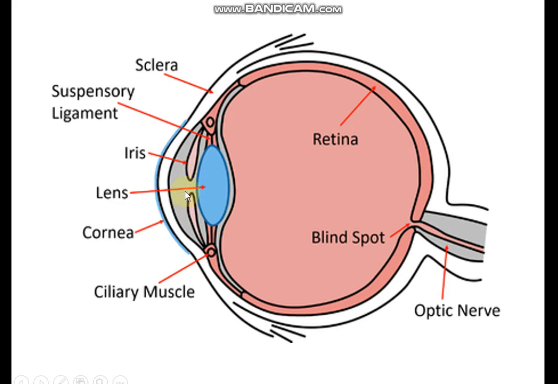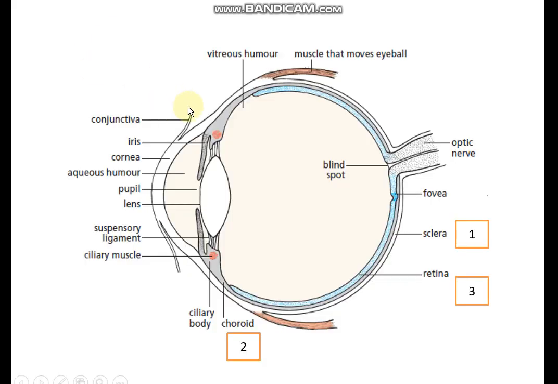Then we have another structure. See over here, ciliary muscles. The name of the structure is ciliary muscles. And then we have another structure called suspensory ligaments. From this diagram it is also visible: this reddish part over here is the ciliary muscles. Then we have the suspensory ligament and then we have the lens. Together they control the light focus on the retina.